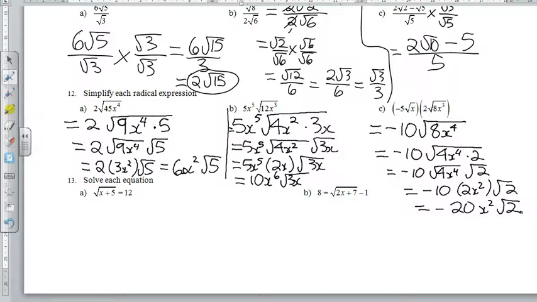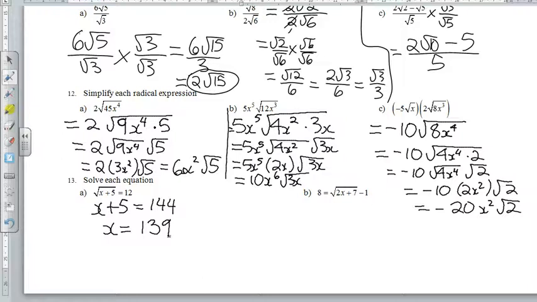Okay, last two. Solving equations. So solving a radical equation. The way that we solve a radical equation is we try to isolate the radical, get it by itself, and then we square both sides. So in this case, the radical's by itself, square both sides. X plus 5 equals 144. X is equal to 139. Just subtract 5 from both sides.